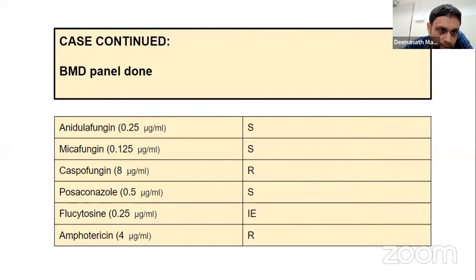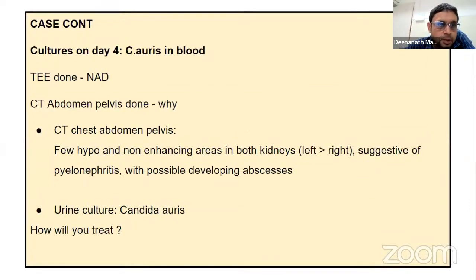Now his broth microdilution panel is done, and you will see that there is some discrepancy across the echinocandins. For the lack of time, I'll skip this discussion, but I would be happy to address it in the Q&A session. Now, flucytosine, the MIC is 0.25, which is actually a pleasant surprise because a lot of our isolates, we actually have very high MICs for flucytosine. And amphotericin was resistant. So he was started on micafungin.